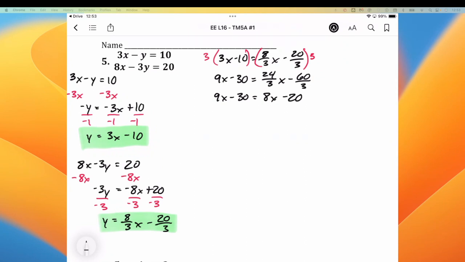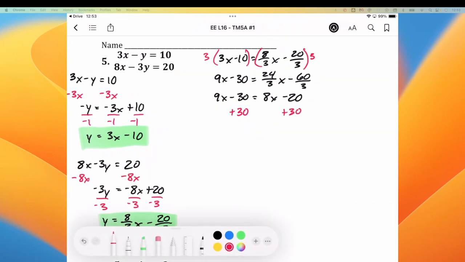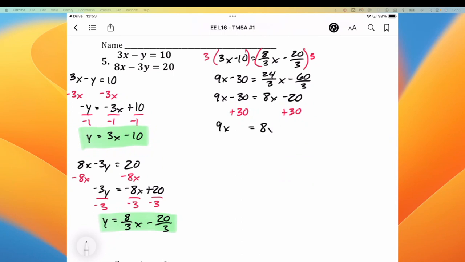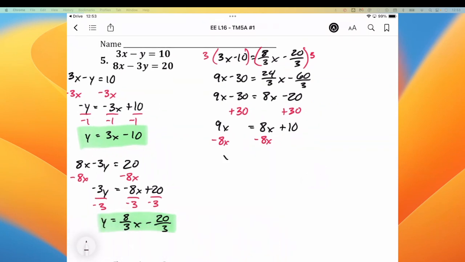And now I need to solve for x. And the easiest way for me to do that, I think this time, is going to be to subtract 8x from both sides. Actually, first what I'm going to do is I'm going to add 30 to both sides. There are lots of ways to correctly solve an equation. You just have to make a choice and do that. So we've got 9x equals 8x plus 10. And then subtracting 8x, we've got x is equal to 10.